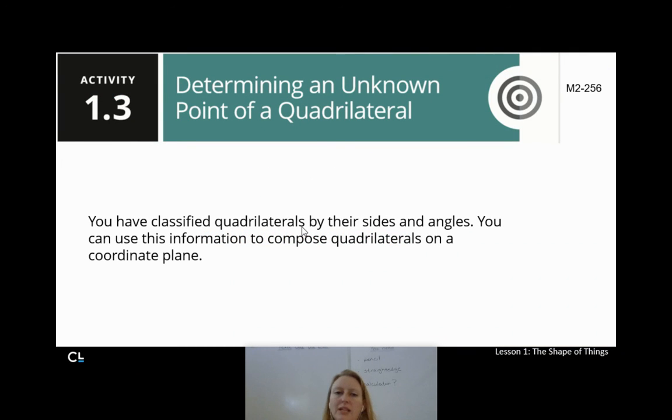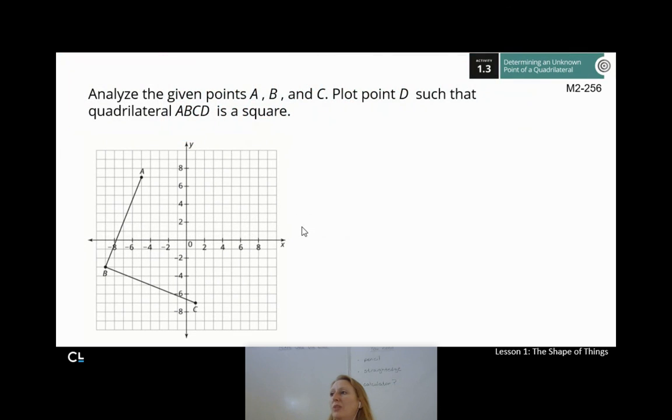So you've been classifying quadrilaterals by their sides and angles. Sides congruent, are sides perpendicular, parallel, what kind of quadrilateral is it? Now, you can actually use this information that you know about quadrilaterals. Like, I know rectangles have 4 right angles. I know rhombuses have 4 congruent sides. I know parallelograms, their opposite sides are parallel. You can use this to create a quadrilateral on a coordinate plane.